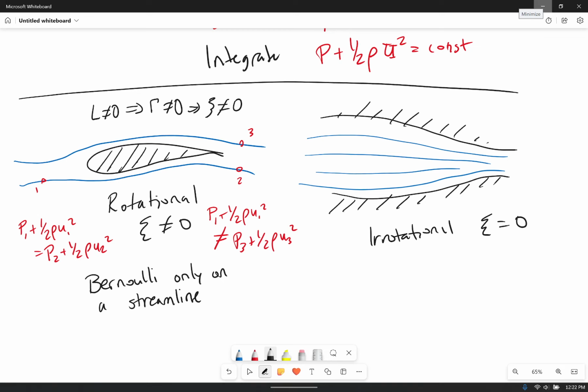Now in the second case, let's go ahead and name some points again. So I've got 1 and 2 again on the same streamline. I'm going to pick a different streamline and have a point 3. And what I'm going to find here is that P1 plus 1/2 rho U1 squared is equal to P2 plus 1/2 rho U2 squared, which is actually also equal to P3 plus 1/2 rho U3 squared. So if my flow is irrotational, Bernoulli works everywhere in the flow.